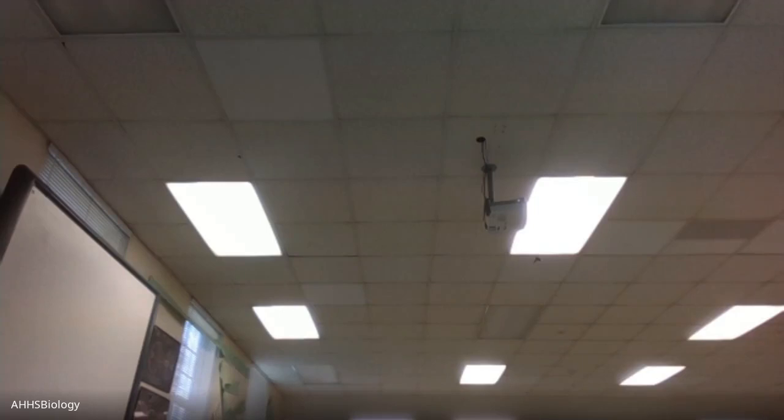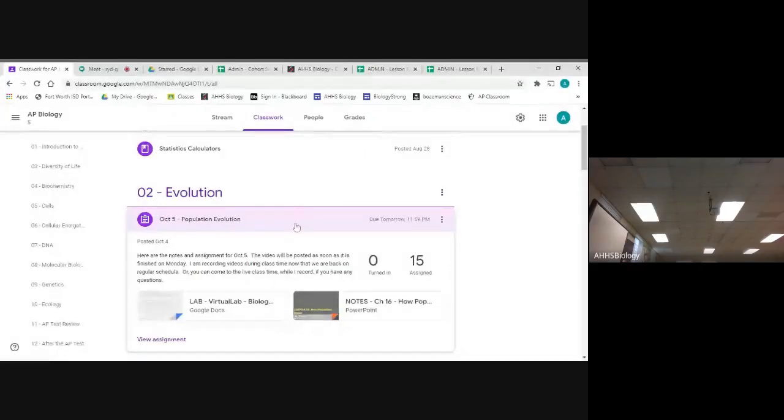All right, so I found another virtual lab. I'm going to present this whole window here. And it's right here. It's called Population Evolution. And the notes, like I said, are right there.